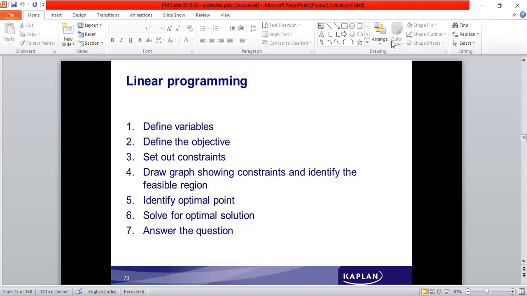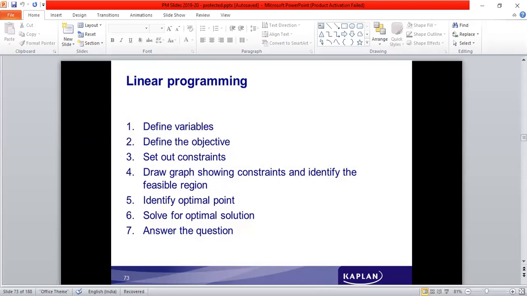Is the objective for maximization or for minimization? Then after the objective is defined as maximization or minimization, list out what the constraints are. How many constraints are present? That has to be listed out. Okay, list out all the constraints. After that, plot them on the graph.